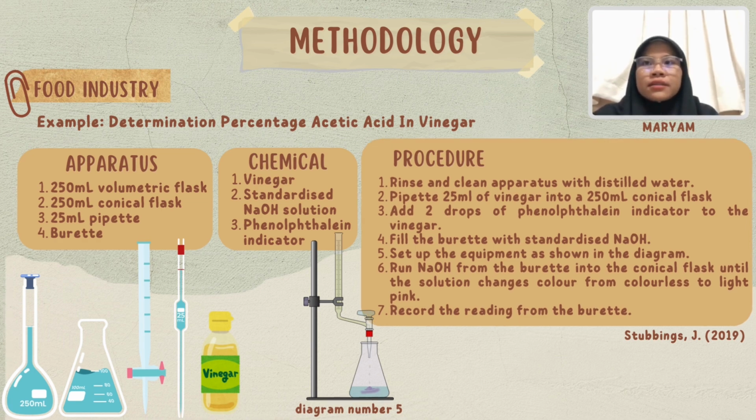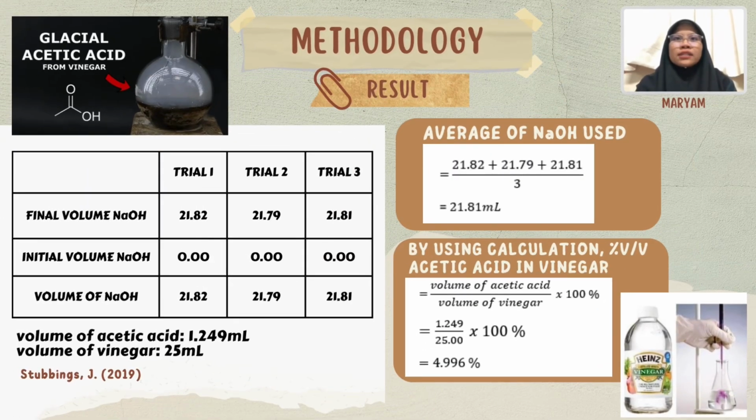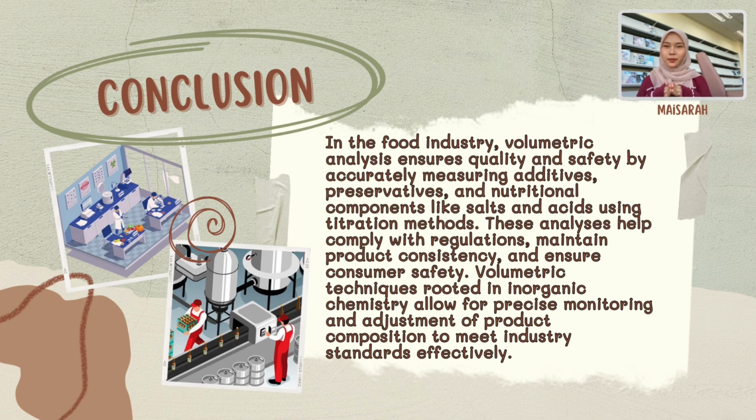You can see the results in the table. Next, calculate the average volume of sodium hydroxide used by formula and get the answer 21.81 ml. Other than that, to get the percentage of acetic acid in vinegar, use the formula: volume of acetic acid divided by volume of vinegar, multiplied by 100%, and get the answer 4.996%. Okay, finally it comes to the last part, which is the conclusion.